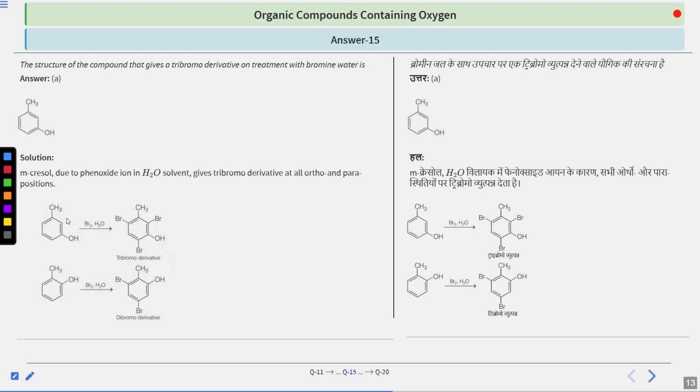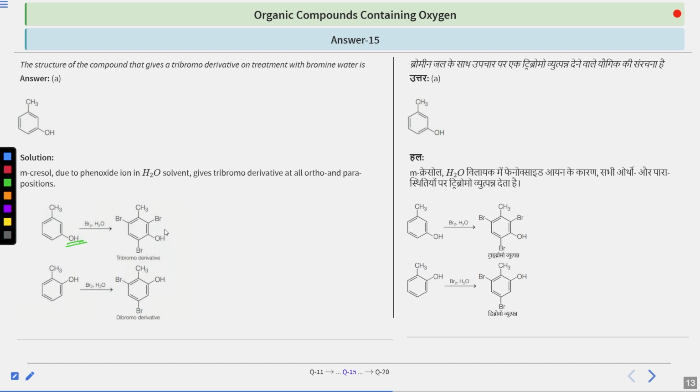Okay, so as you can see, in the metacresol, one para position is occupied by the methyl and one meta position is occupied by the hydroxyl, right? And when you react it with bromine water, all the ortho and para positions get activated and the electrophile bromine attacks the benzene ring and gets attached at the ortho and para positions, right? So you can see we get our tribromo derivative as said in the question. And tribromo derivative means that at all the ortho and para positions we have bromine attached to the benzene ring.